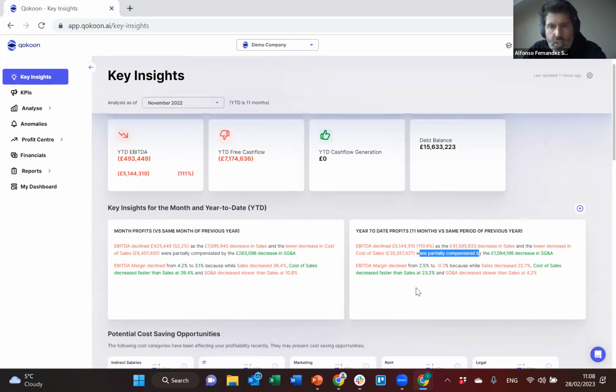Okay. We also tell you very quickly on a year-to-date basis that EBITDA margin declined from 2.5% to minus 0.3%, because while sales declined 22.7%, cost of sales declined faster. That's good at 23.2%, and SG&A, selling, general and administrative, decreased lower at 4.2%. This is usually because SG&A are fixed costs.